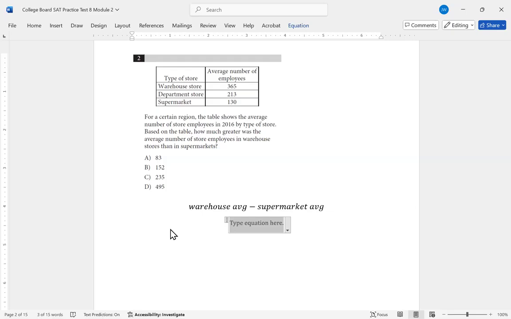So we look at this table. Average number of warehouse is 365. Average in the supermarket is 130. When you do the subtraction, you get 235. So there were 235 more employees in warehouses than in supermarkets on average. So 235 is your answer. And once again, that's option C. The answer to question 2, therefore, is option C, 235.